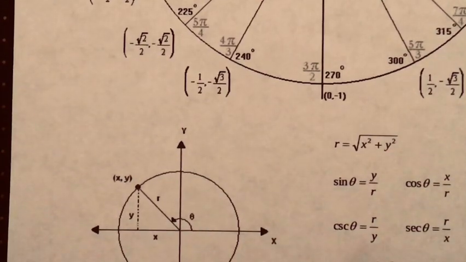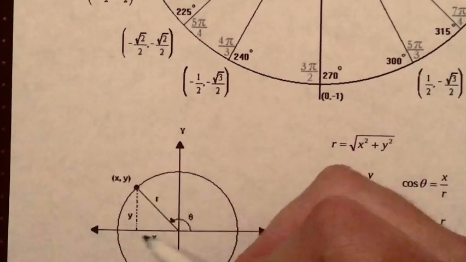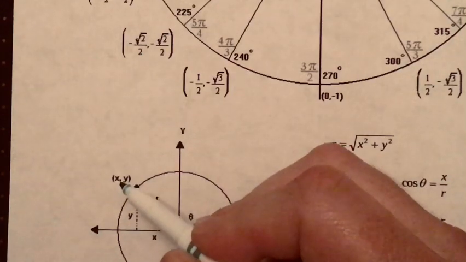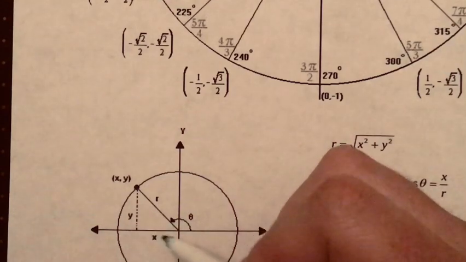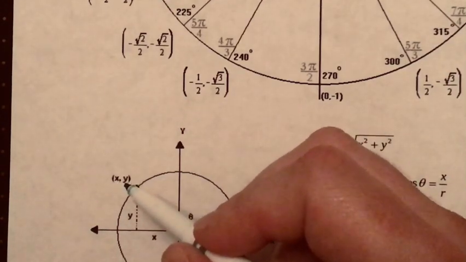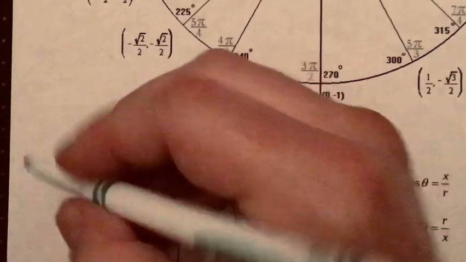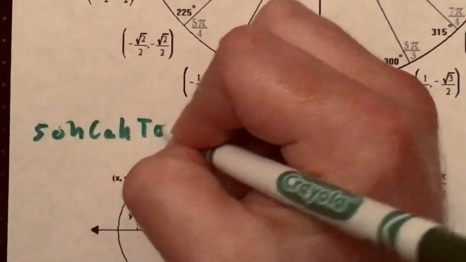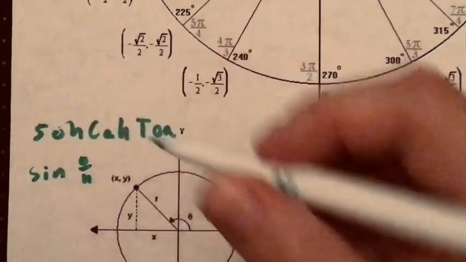Just a real quick idea of how this works. You can draw a triangle inside of this circle. Any point on that circle has an XY coordinate, where the horizontal component is your X and the vertical is your Y. Now, if you remember anything about our SOHCAHTOA trig, the sine was the opposite over the hypotenuse.